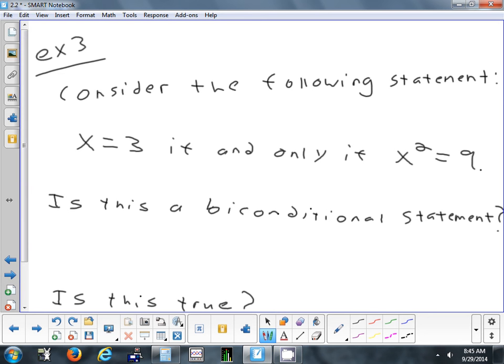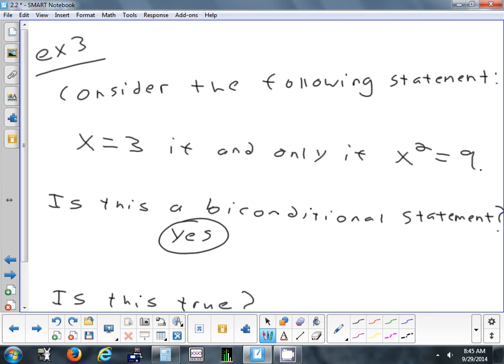It says, consider the following statement. X equals 3, if and only if x squared equals 9. Okay, first thing I want to know, purely, is that a biconditional statement? Yes, that is a biconditional statement. What's the key thing you check to see if something's a biconditional? Katrina? Yep, if it has if and only if. Again, you won't see that IFF abbreviation in our book, but it is used.